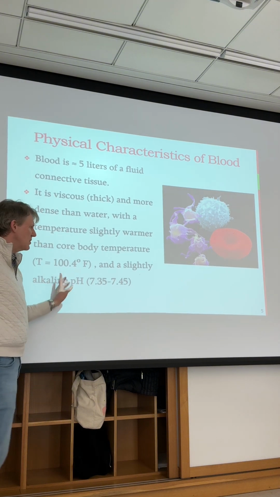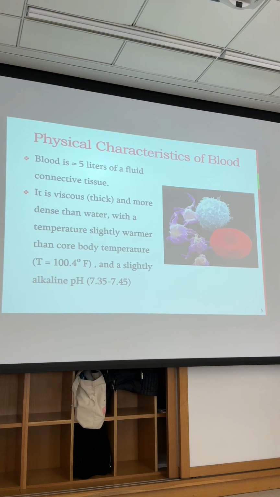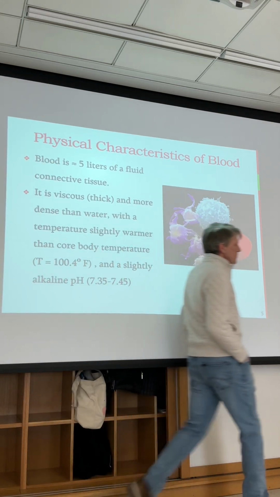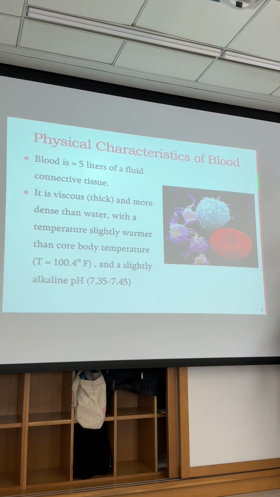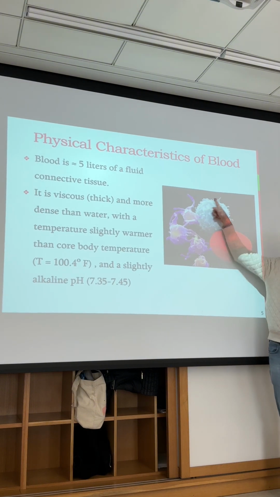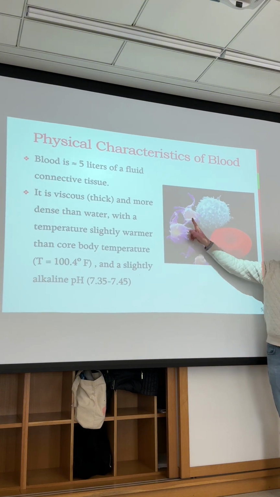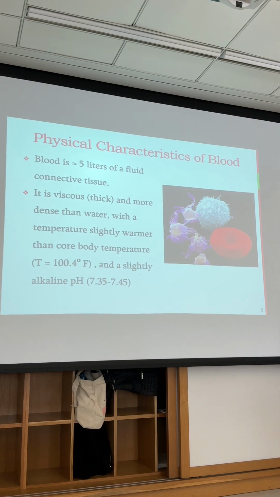And then the pH, you can see it's not quite neutral, but just a little bit on the basic side, 7.35 to 7.45. What's this? So you guys know this stuff already. So easy. What's that? White. Okay, and then those are purple blood cells. No, those are platelets.